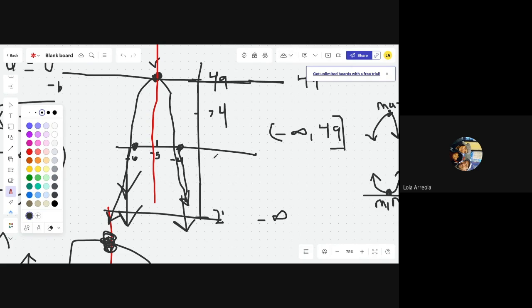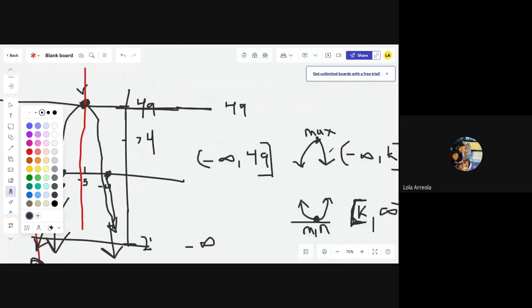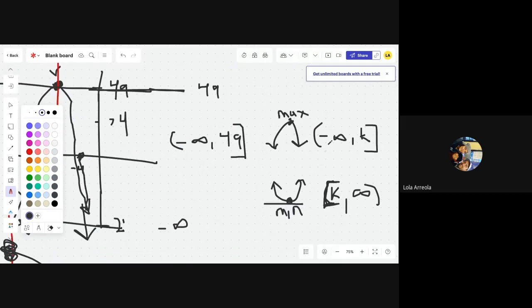My domain is negative infinity to infinity. My range, reading the graph low to high, is either going to be, depending if I have a max, negative infinity to k, or k to infinity. If I have a max, like I do now, it's negative infinity to k. That's why my range is negative infinity to 49.